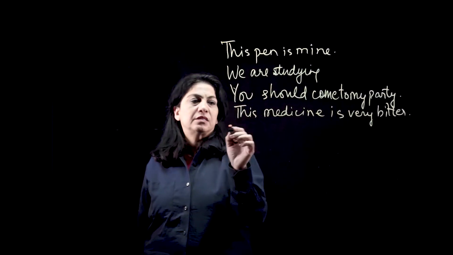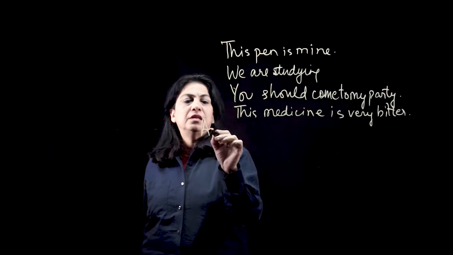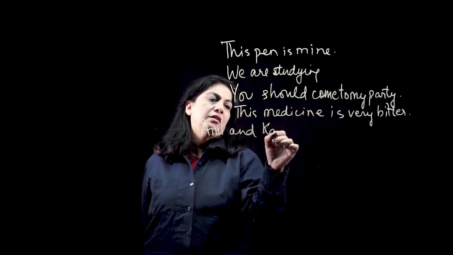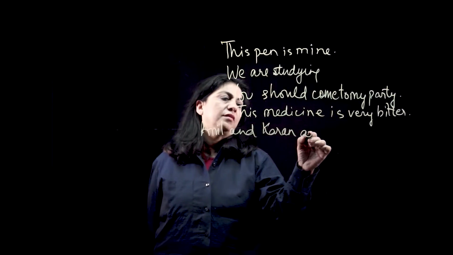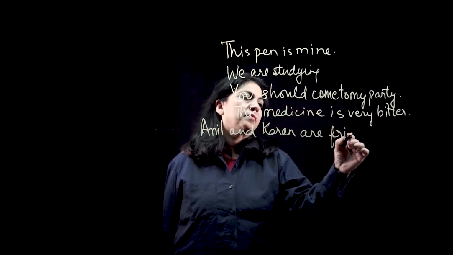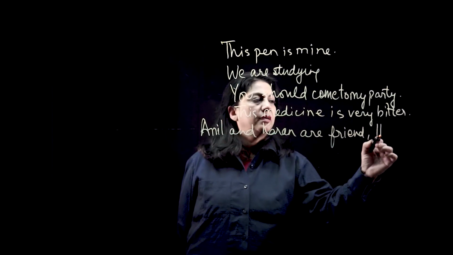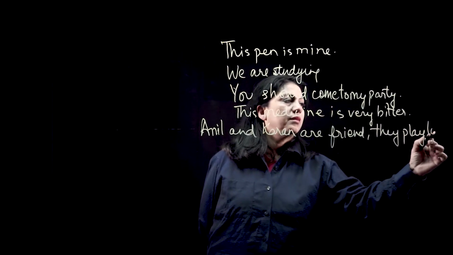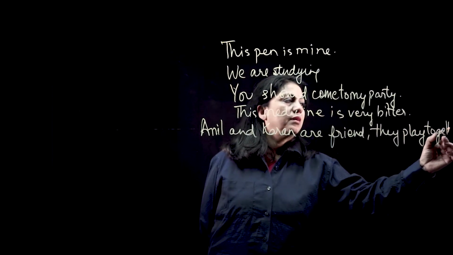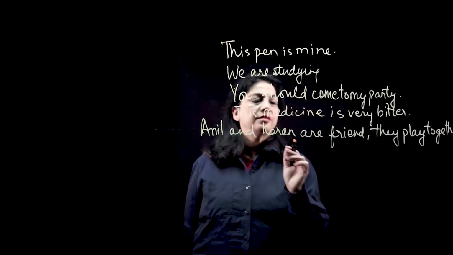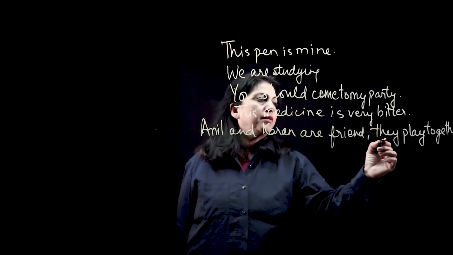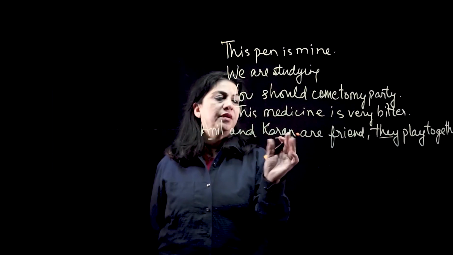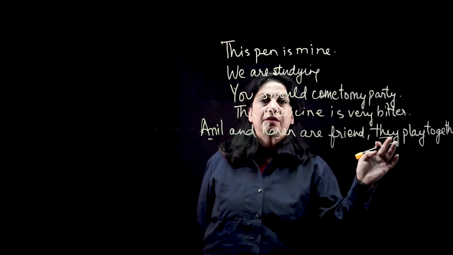Now let's see this. Anil and Karan are friends. They play together. Now, where is the pronoun here? They. We are using this in place of identifying both of them and putting the pronoun there.